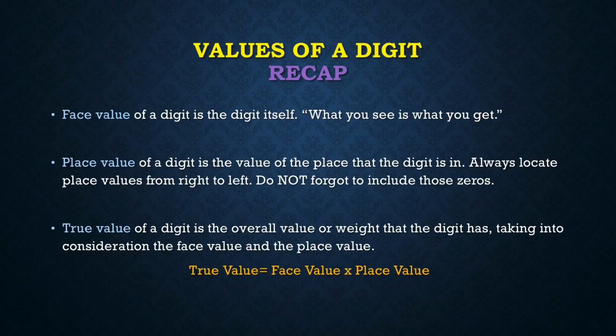Well done. Now for a quick recap. The face value of a digit is the digit itself. What you see is what you get. The place value of a digit is the value of the place that the digit is in. Always locate place values from right to left. Do not forget to include those zeros. Finally, the true value of a digit is the overall value or weight that the digit has, taking into consideration the face value and the place value. This can be summarized in the formula. True value is equal to face value multiplied by place value.